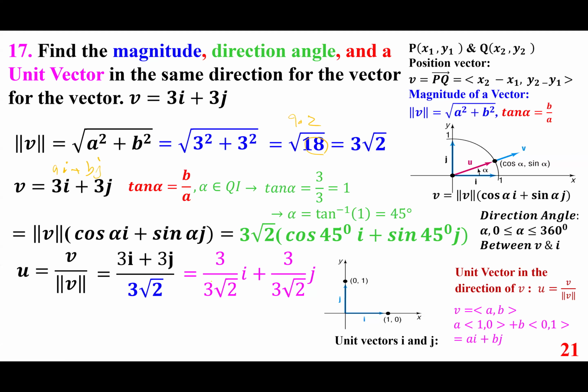Let's see. So this is 1. And I hope everybody knows that 1 over square root of 2 is square root of 2 over 2, right? So square root of 2 over 2 i plus square root of 2 over 2 j, we rationalized it in essence.